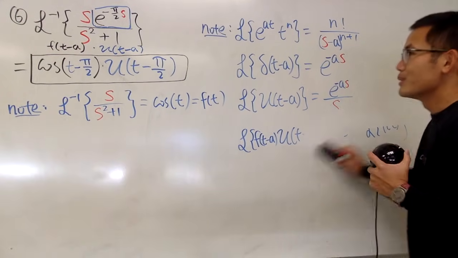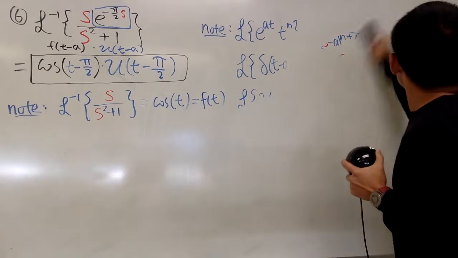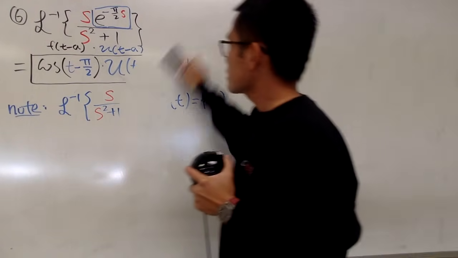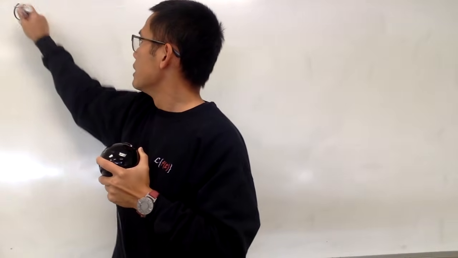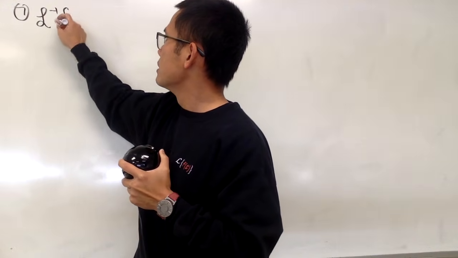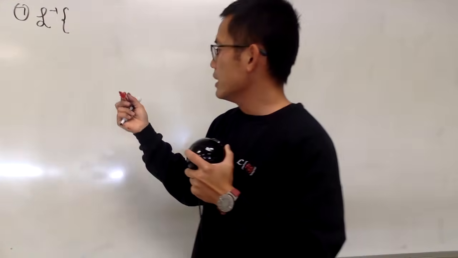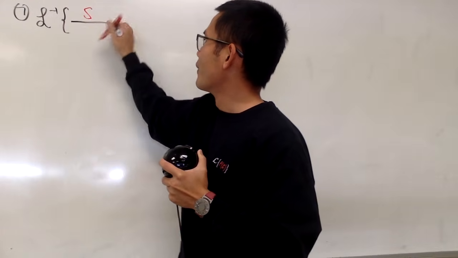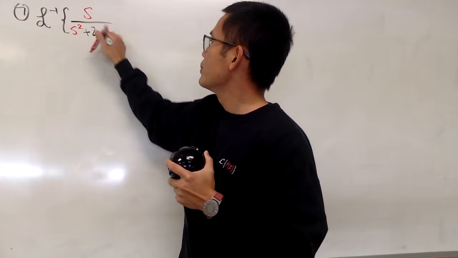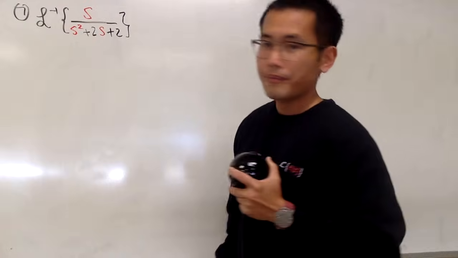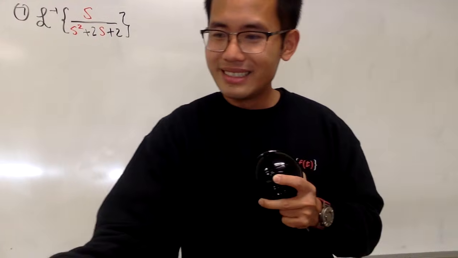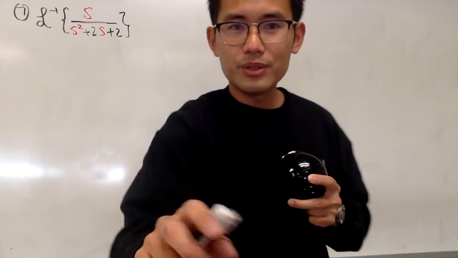I'm going to erase all this. All right, number 7 in action. Here we have the inverse Laplace, and the input is s over s squared plus 2s plus 2. Right? So that's number 7. Again, just want to make sure I'm recording.